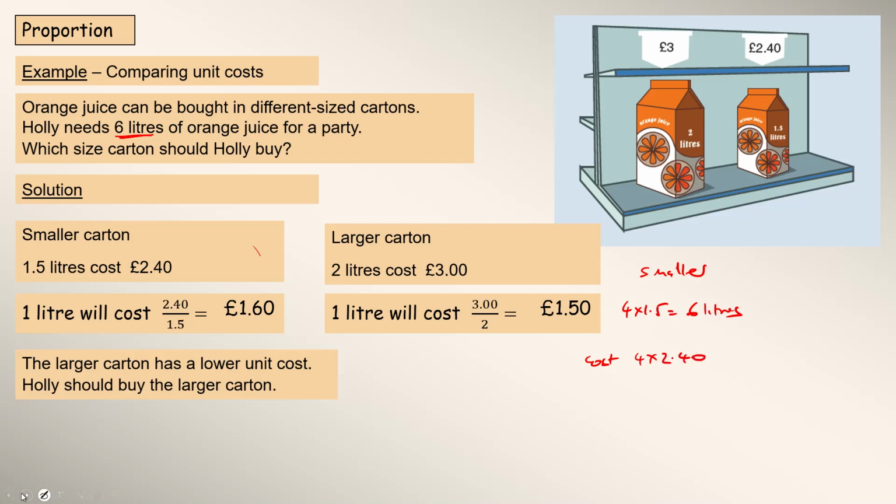I'm going to work that, tell you what I'm going to do. I'm going to change that to a column sum, because I can't do that in my head. Back to red. So if I do £2.40 times 4, what do I get?